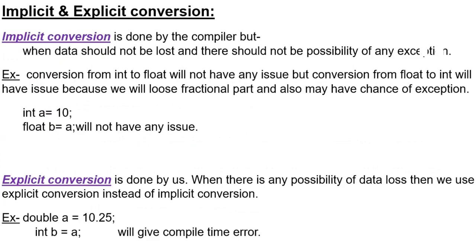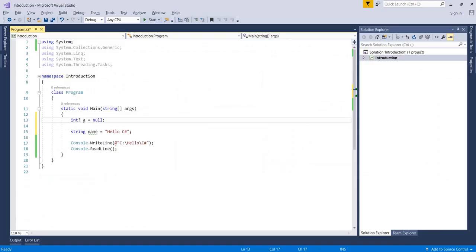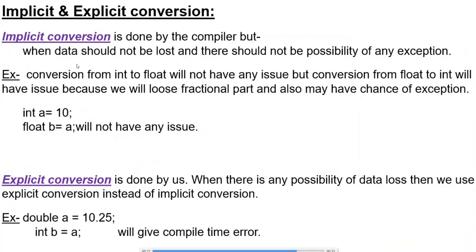Now we have two types of conversion: implicit conversion and explicit conversion. So what's the need of conversion first? For example, int a is equal to 10. Suppose we know that a double value can have a point value. I will show this in an example. First the definition: two types of conversion, implicit and explicit.